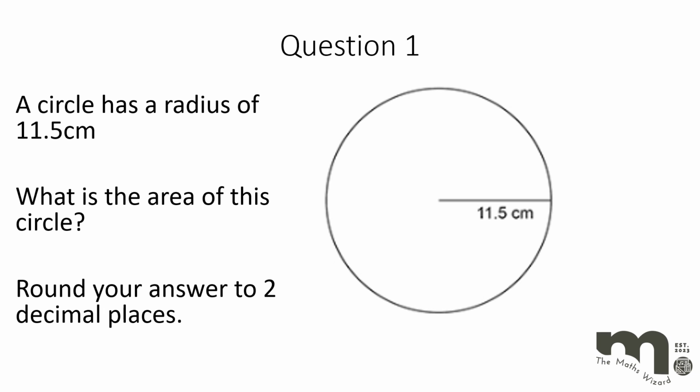So here's your first question then. I've got this circle, it's got a radius of 11.5 centimeters. I would like you to work out the area of it.